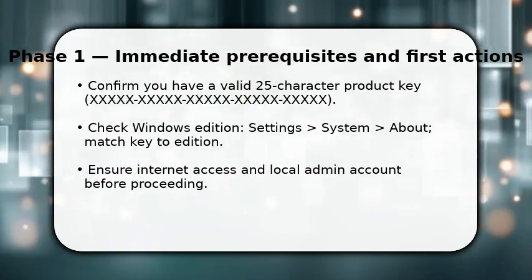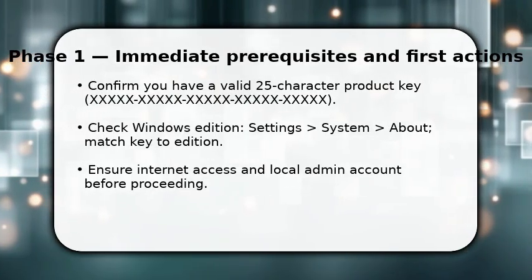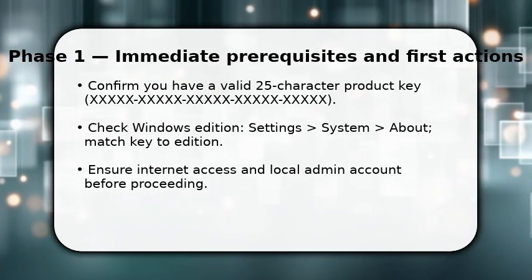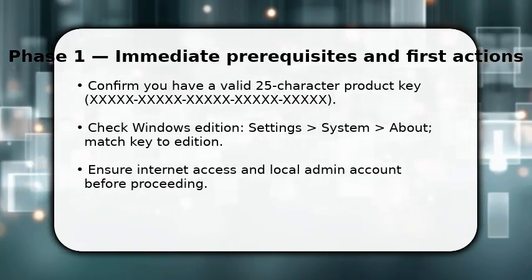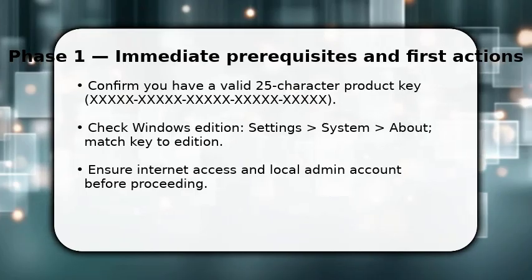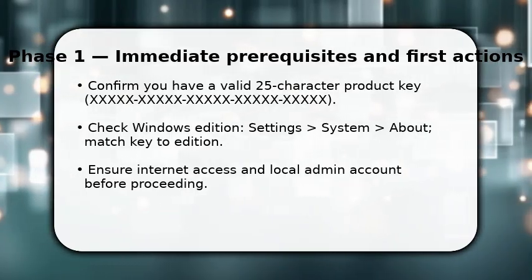You start by confirming you have the correct 25-character product key and the matching Windows 11 edition. Open Settings, go to System, then About to verify edition. This matters because keys are edition-specific.